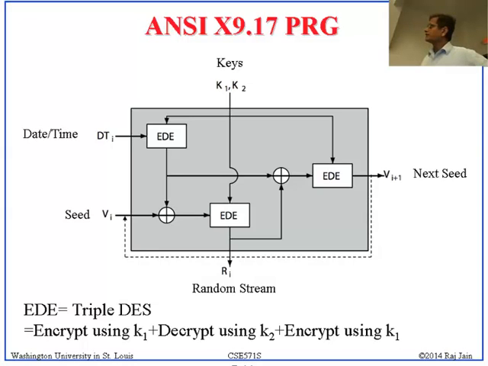Basically, what they have done is they take the output of the encryptor, and that becomes the next value. So this V(i+1) simply goes back here. This is the feedback loop right there, the outside external feedback loop. And inside, the date and time modifies the seed, and also affects these 2 random number generators. This is a little bit more complicated than a straight single EDE or a single AES, but this is the standard for pseudo-random number generation.